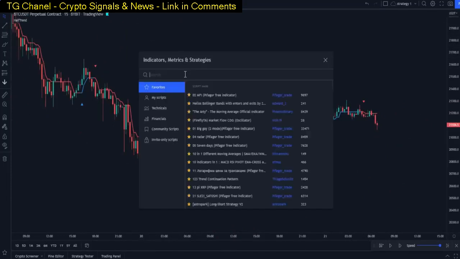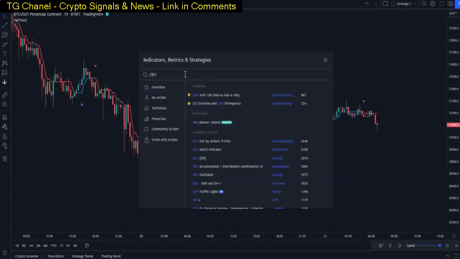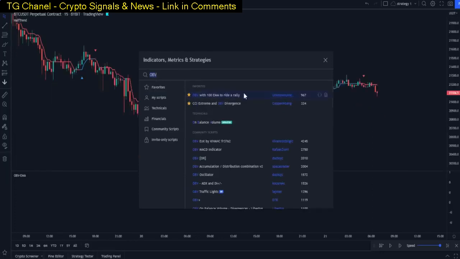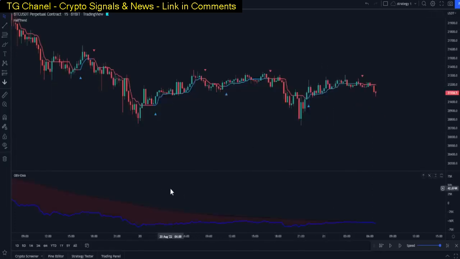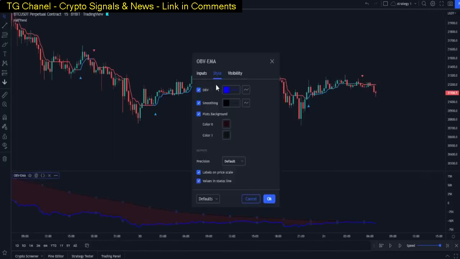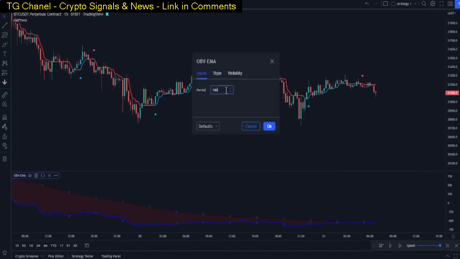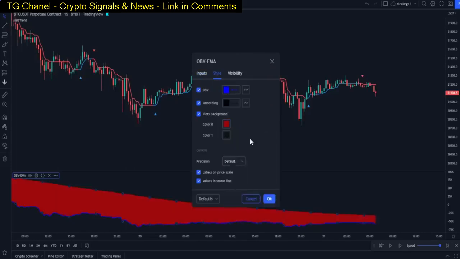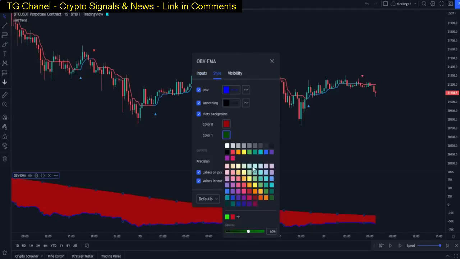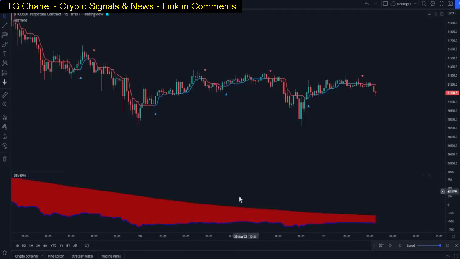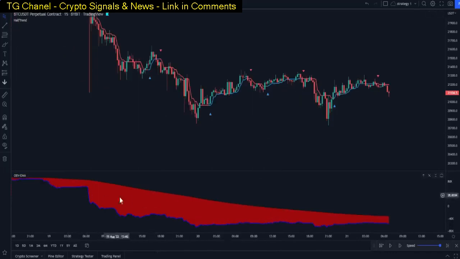Open the indicators box, search for the OBV indicator, and choose this one, which was created by Unknown Unicorn. Now, open the indicator settings, change the period to 200, you can leave it as it is, but if you are a beginner, it is better to change it to 200. As for the color, this is not important, you can change it, or leave it as it is. Simply, when we see that the OBV indicator has turned red, we will look for sell signals in the half trend indicator.